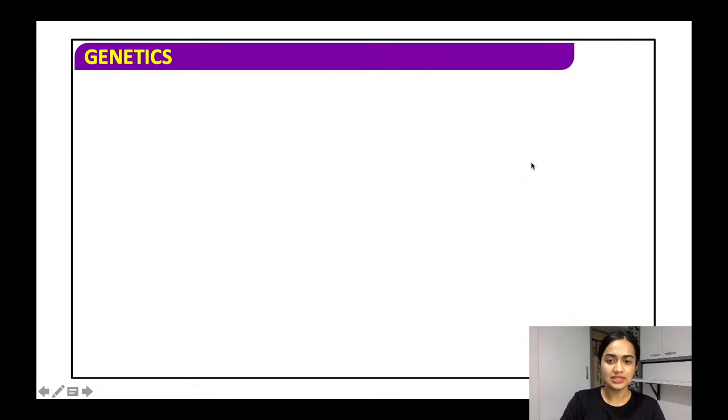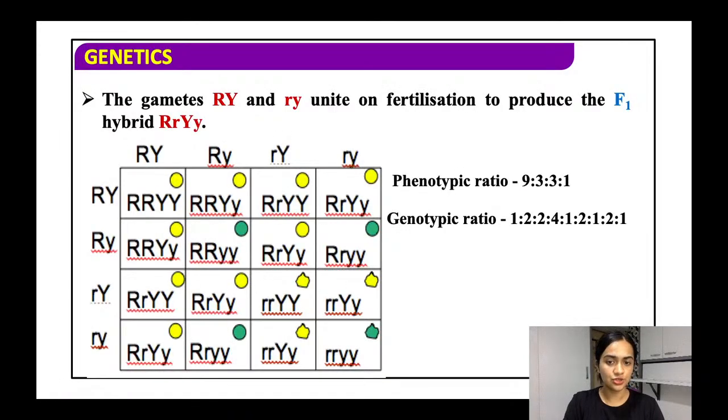So generally we see that the genotypic ratio is very complex, but for the NEET perspective, you need to remember, or at least you need to know how to calculate the genotypic ratio. First, you will focus on the phenotypic one, that is how the shape is and how the color is. Now you have to see what its genotype is, or how it is composed.